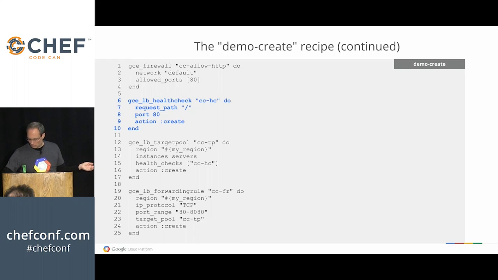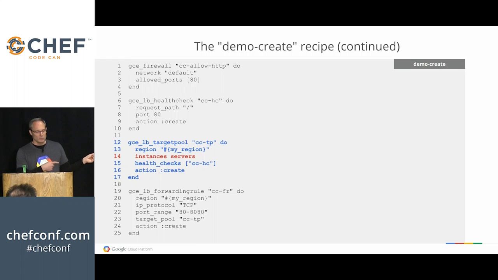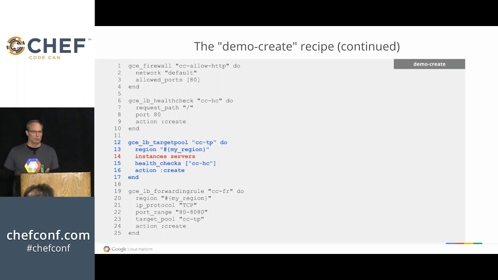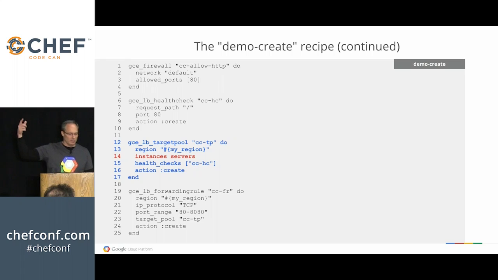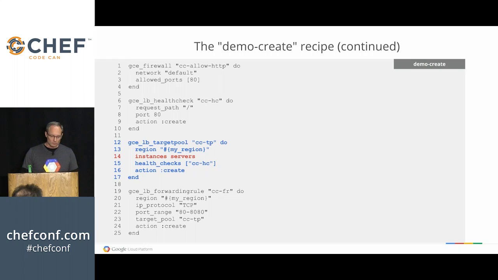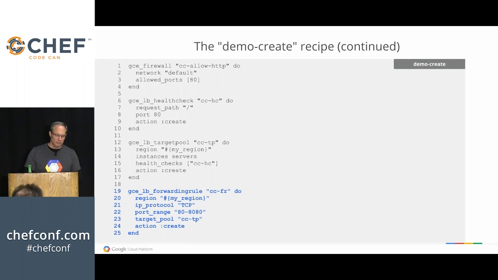I'm creating a load balancer. I'm telling it to go check port 80, and the request path is just /. So again, the health check is if it gets a 200 OK back from the web service, it considers the node healthy. We set up a target pool, and there's line 14 where I'm telling it what instances I want to create in the target pool. So that's why I was collecting it in the array before. And I'm also telling it to use that health check. And then I'm setting up the forwarding rule that says, for this port range, for TCP, and using that target pool, let's set up that forwarding rule.